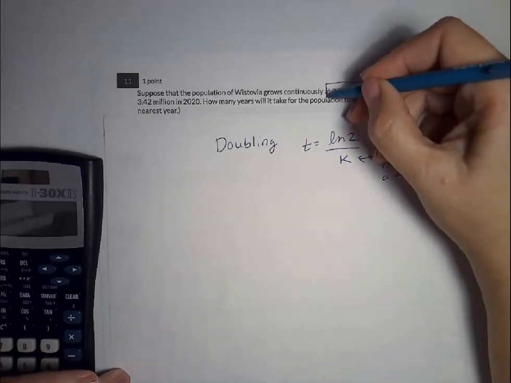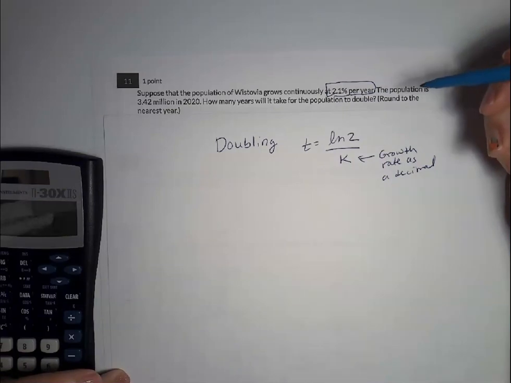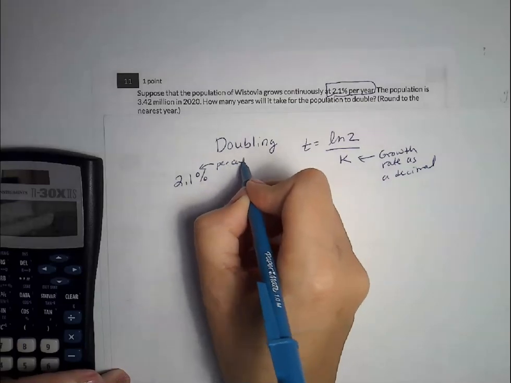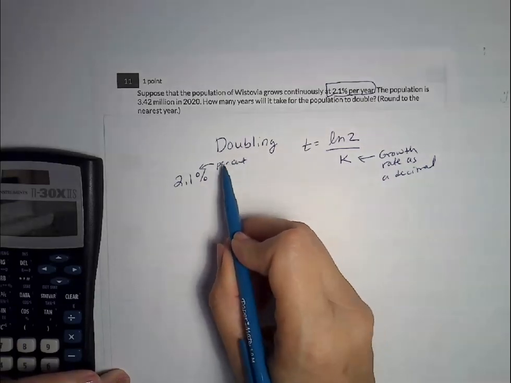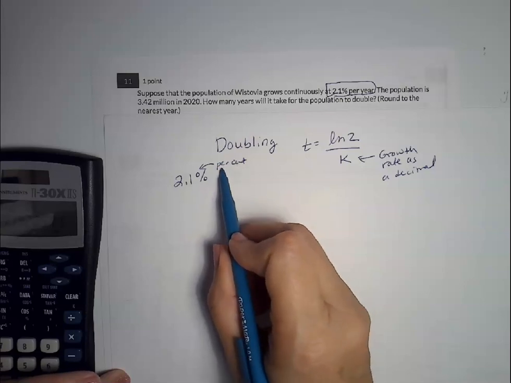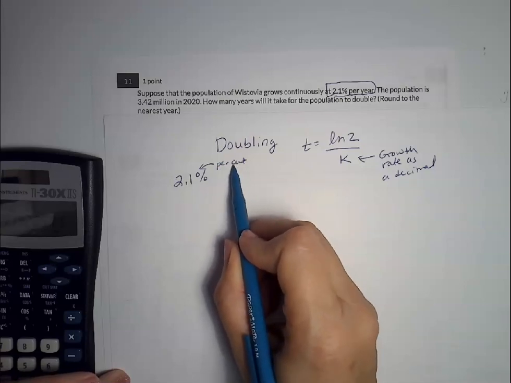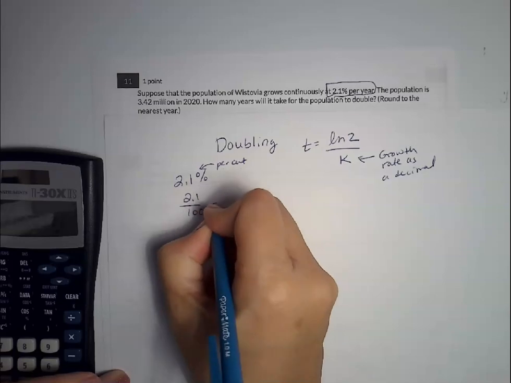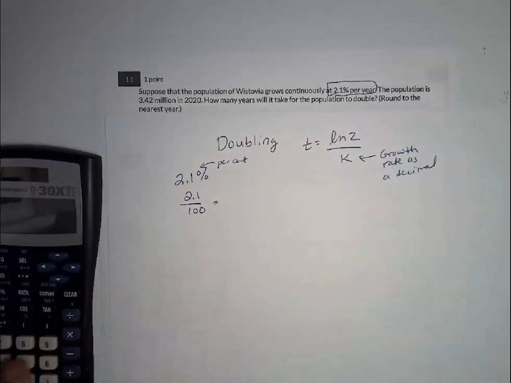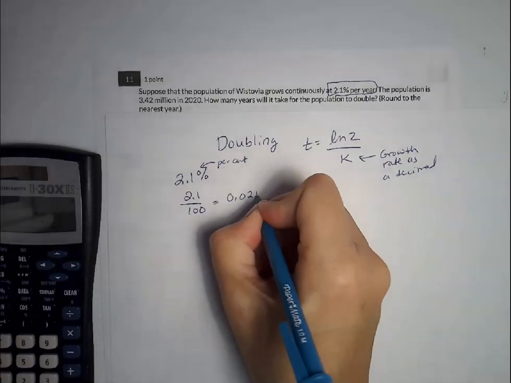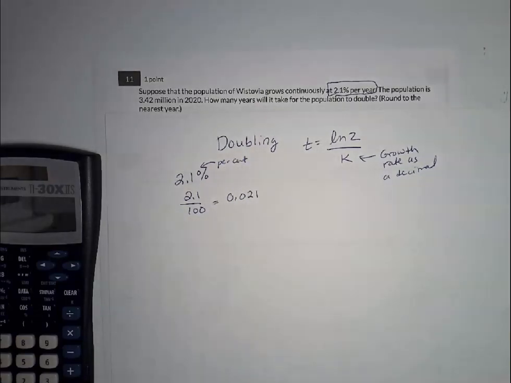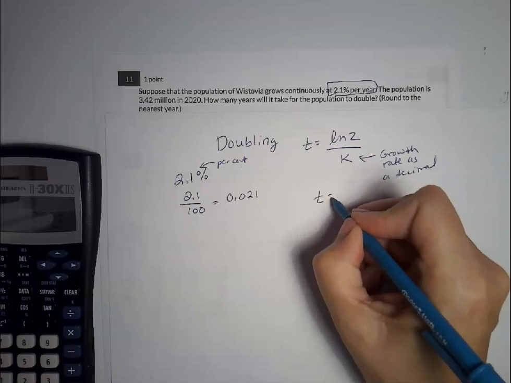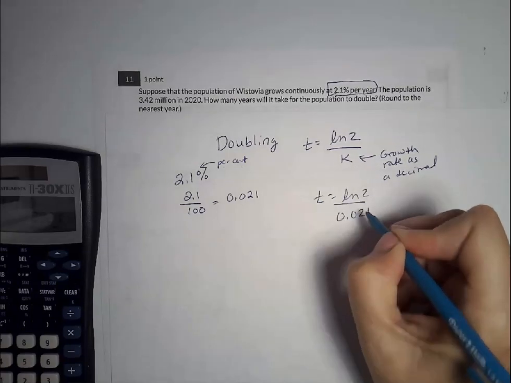It told us that it's continuous growth, and it's going to be 2.1% per year. So 2.1%, the word percent means divide by 100. Like miles per hour, it's divide by hours. So percent, like cent for century or cents in a dollar, is 100. So divide by 100. So 2.1 divided by 100, if you use your calculator, is 0.021. And another way is you can move the decimal to the left 2 places if that works for you. So I'm going to say t is equal to ln of 2 divided by 0.021.